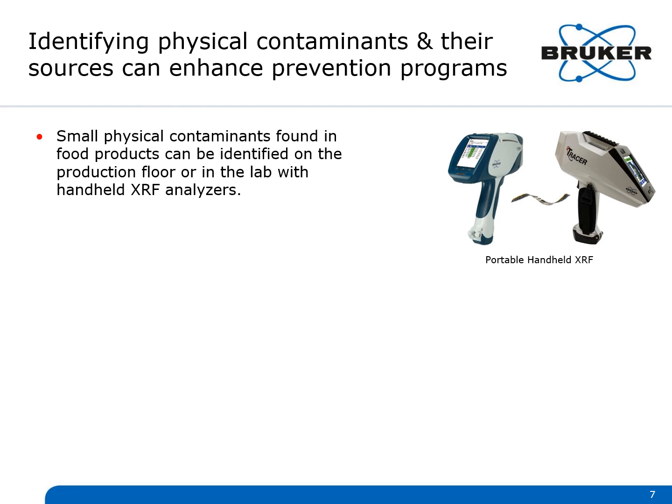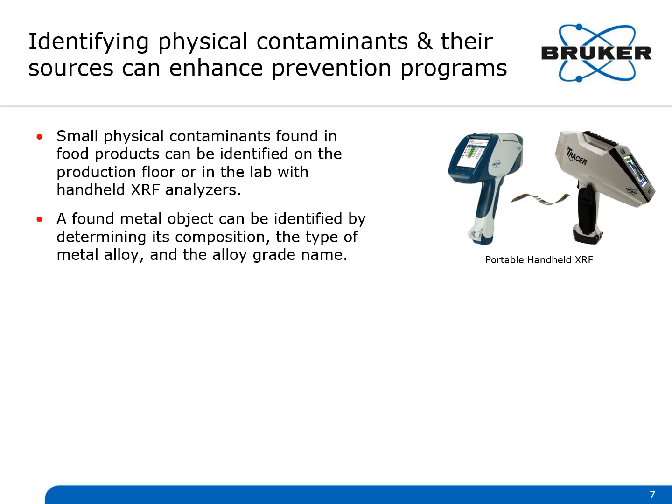Even very small pieces of metal can be identified with handheld XRF analyzers. A found metal object can be identified with XRF by determining its composition, the type of alloy it is, and the alloy grade name. There are 4 simple steps to ID metal contaminants with handheld XRF.